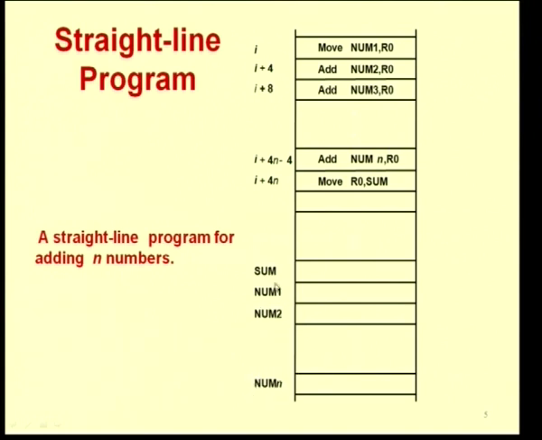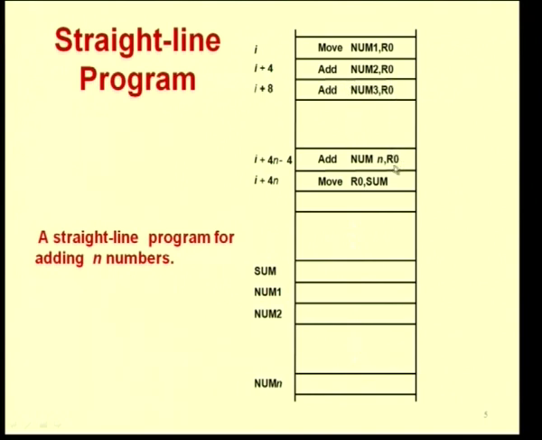up to num n, let us say. Then I would have instructions here, say starting from location I. The first instruction says move num1 to R0, and then add num2 to R0, add num3 to R0, and so on. You would go on adding all the n numbers which are available at locations 1, 2, 3 and so on. First value is moved and then the rest of the values are all added to that register.